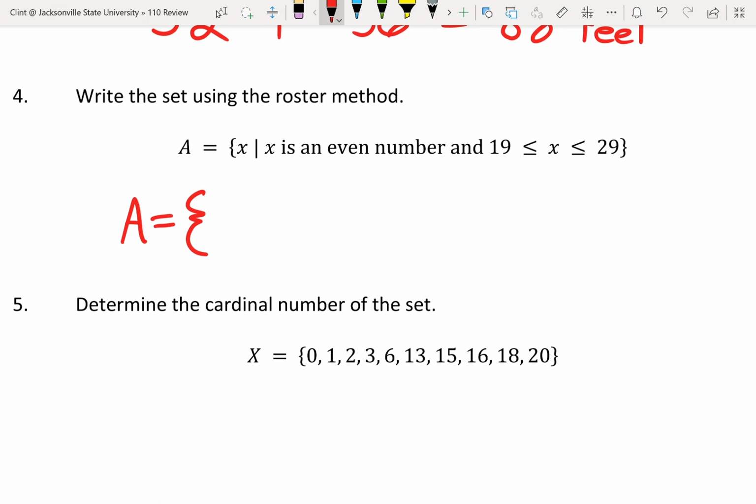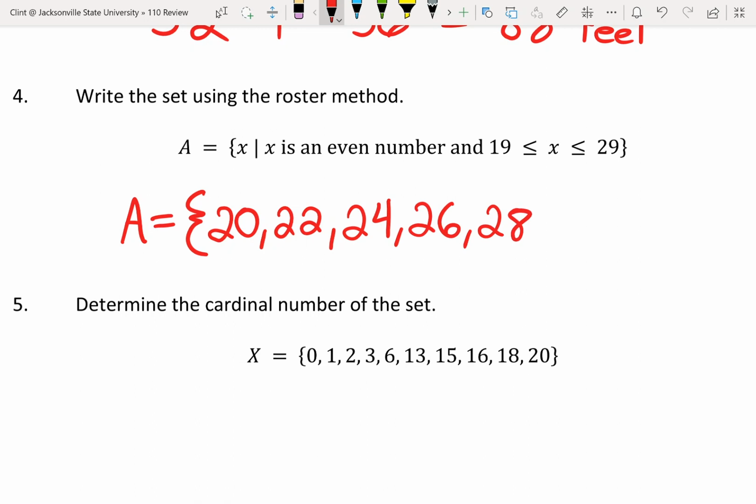Okay. And it says set A, the set of x's such that x is an even number and x is between 19 and 29. Since we have the equal to bars on there, if 19 and 29 fit in with the other one, we would include 19 and 29. On this one, 19 and 29 don't fit in because we're dealing with even numbers. So our next even number would be 20, 22, 24, 26, 28, and 30 would be too big, so we're done. Our set in roster notation.